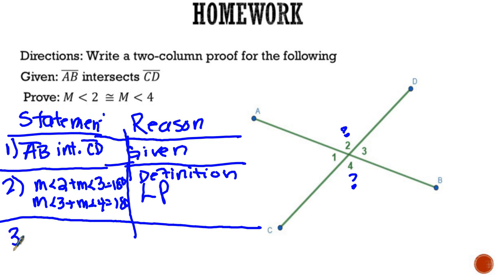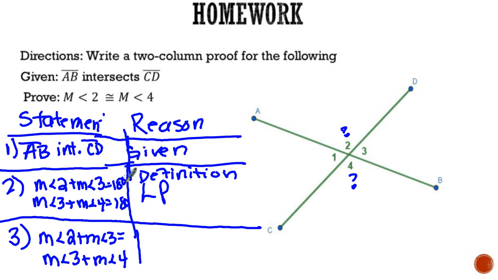All right, so we're going to go to our third reason. Then if I know that, I can say the measure of angle 2 plus the measure of angle 3 should equal the measure of angle 3 plus the measure of angle 4. And why can I say that? Because they both equal 180. So this side is equal to this down here, since they both equal 180. And that's called substitution. We're simply substituting.